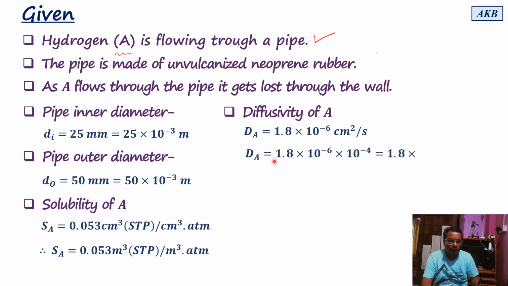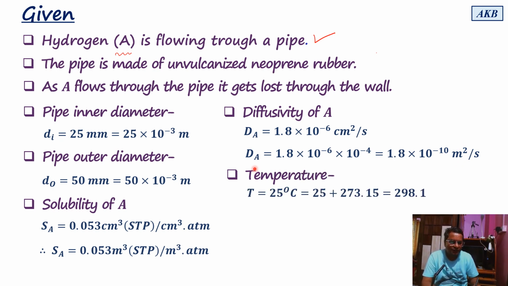So it will be 1.8 into 10 to the power minus 6, and in order to convert centimeter square to meter square, we'll have to multiply it with 10 to the power minus 4. That's why you'll have it as 1.8 into 10 to the power minus 6 into 10 to the power minus 4, which makes it 1.8 into 10 to the power minus 10, and now it is meter square per second.